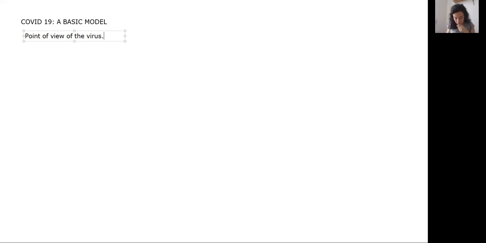And so what I have is that I want to model the number of people that have the virus. So what I want to model is N, which is going to be the number of people who have the virus. Right, so this is what I'm trying to model. Number of people.